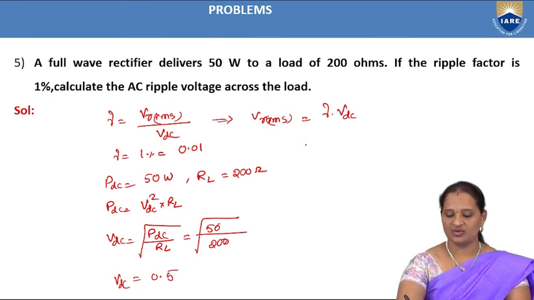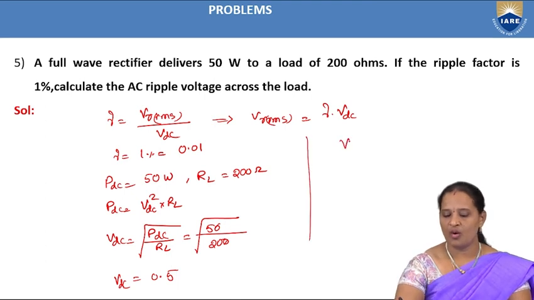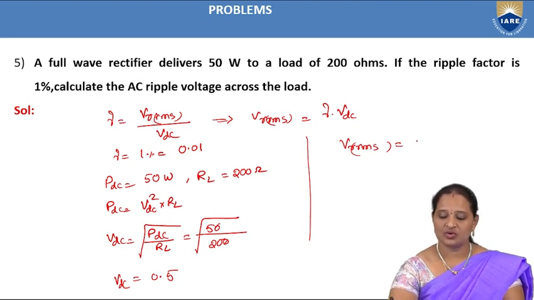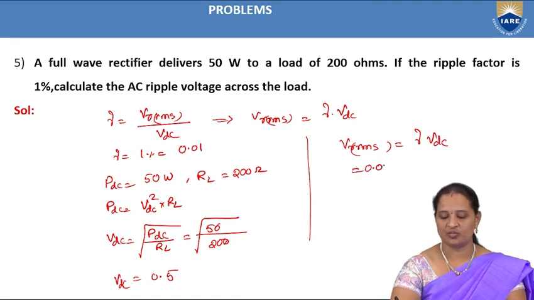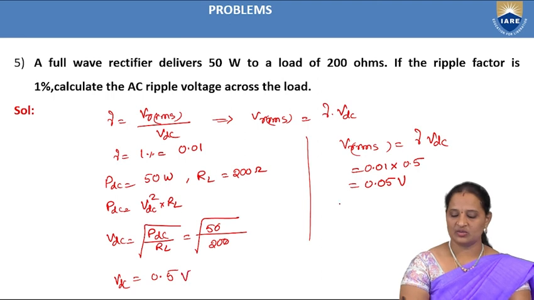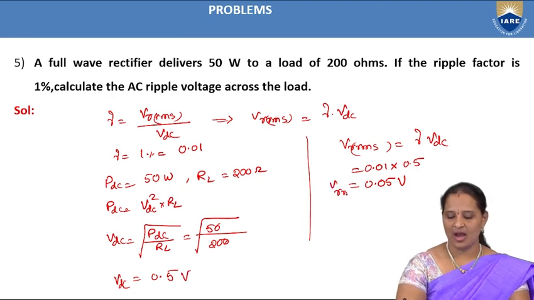So V_DC value will be 0.5. As you know the V_DC value, now as I want to calculate the RMS value of ripple voltage across the load resistor, that is equal to gamma into V_DC, where gamma is given 0.01 into 0.5, which is nothing but 0.05 volts. So this is the V_r,rms.